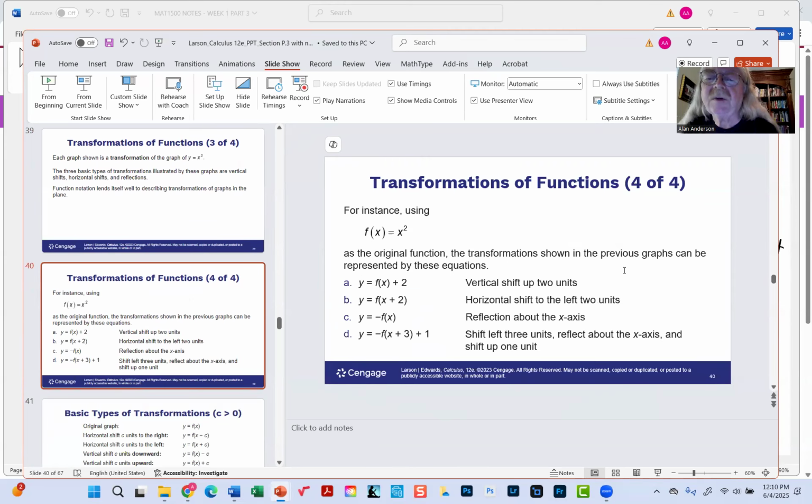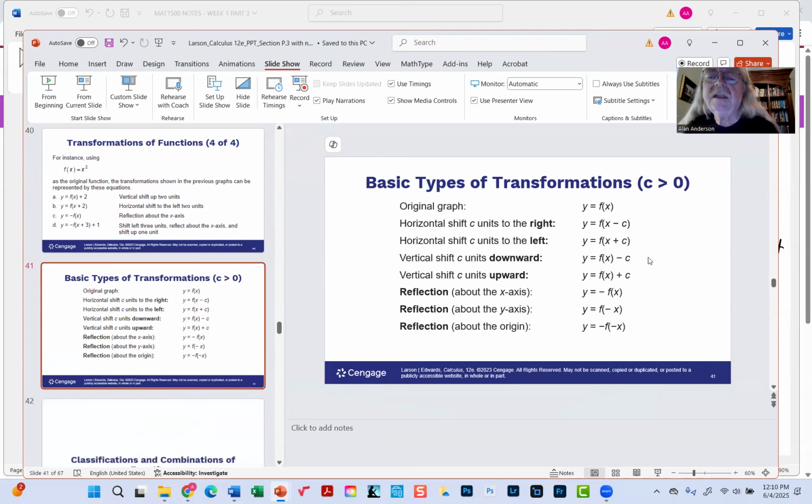All right, so this is just a summary of what we were just doing. This is just a general list, and there is one here that they didn't actually get to, this one at the bottom, reflection about the origin. Let me just show you an example of this.